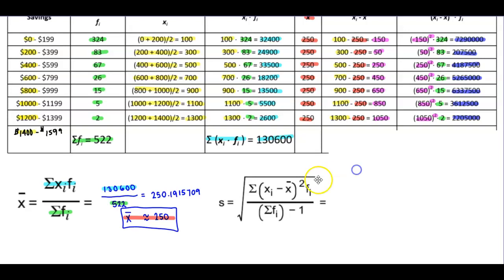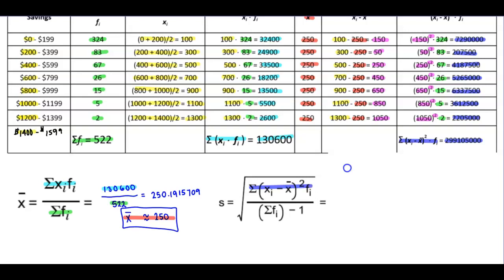Okay, so now if you notice here, we're looking for the sample standard deviation. So what we want to do is take the square root of the sum of the last column. When we find the sum of this last column, you're going to add up all these numbers to give us 299,105,000. So that's going to be in the numerator.